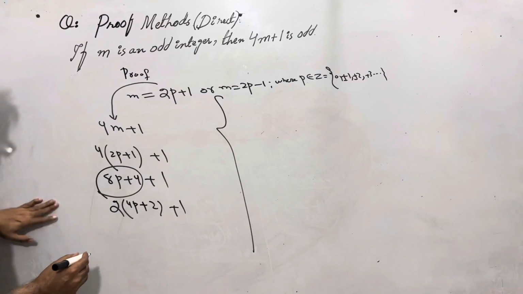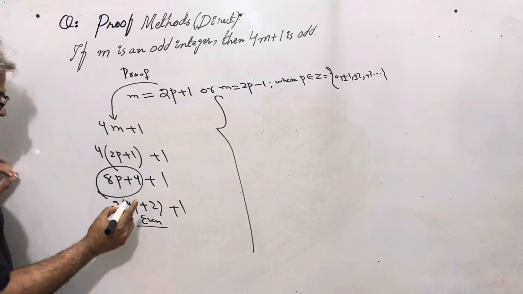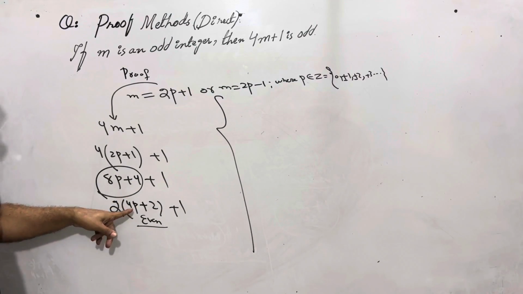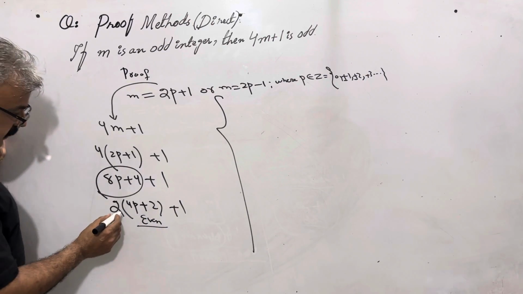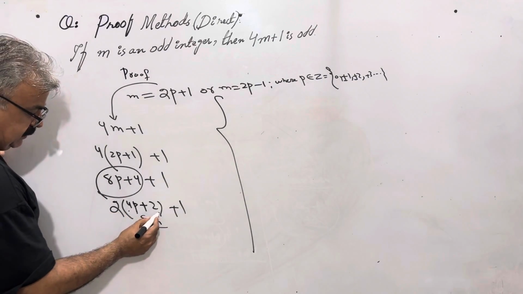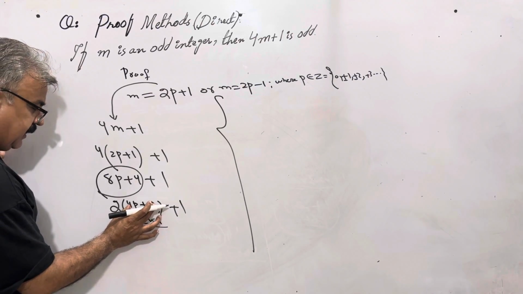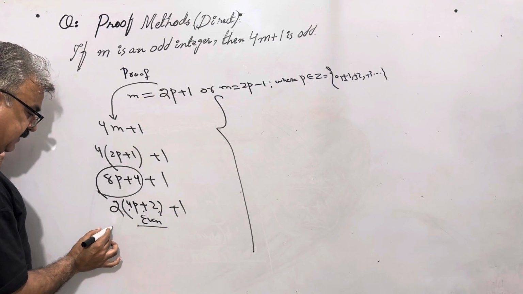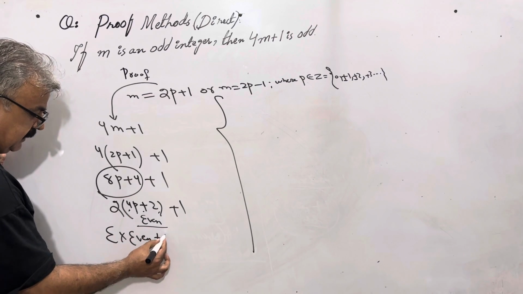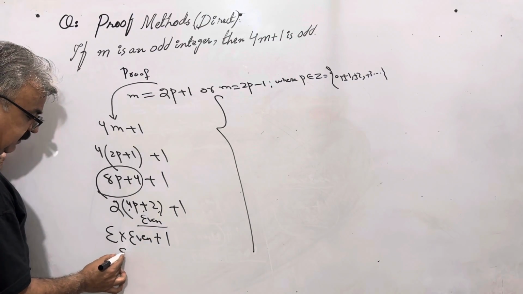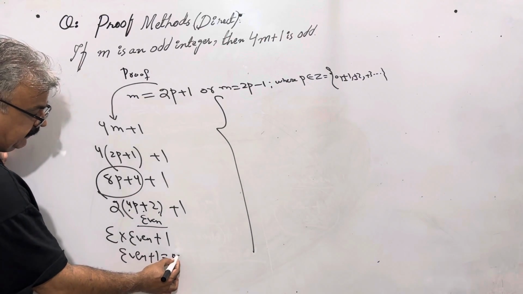Now look at this. It always gives me an even integer, not odd. Whether p is odd or even, 4 times any integer plus 2 will give me even. Even multiplied by even always gives even. So even times even, plus 1: even times even is always even, and if we add 1 to an even, it will become odd.